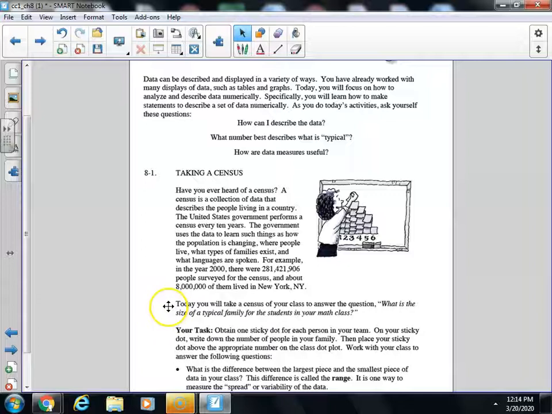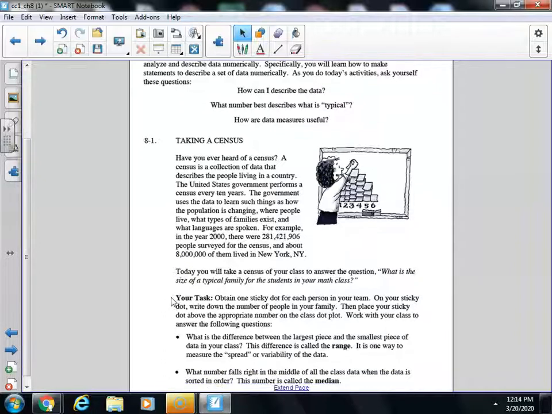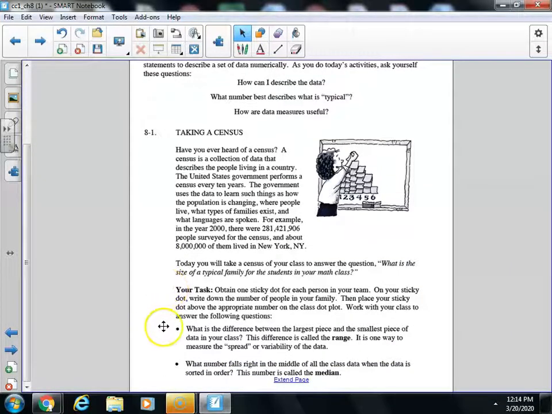So Ms. Lanzo and I gave you a Google form to fill out yesterday online after you took your test. You will open that information and use that data from your class to answer this question. If we were in class, we would have done the sticky dot activity where you would have come up to the board. But instead, you are using the data that you filled out in that Google Doc. So what is the difference between the largest piece and the smallest piece of data in your class?